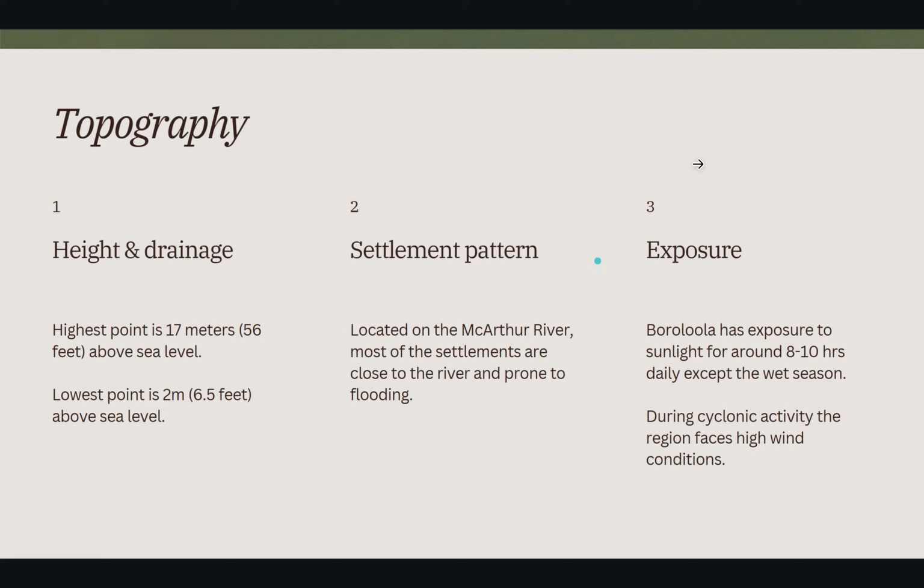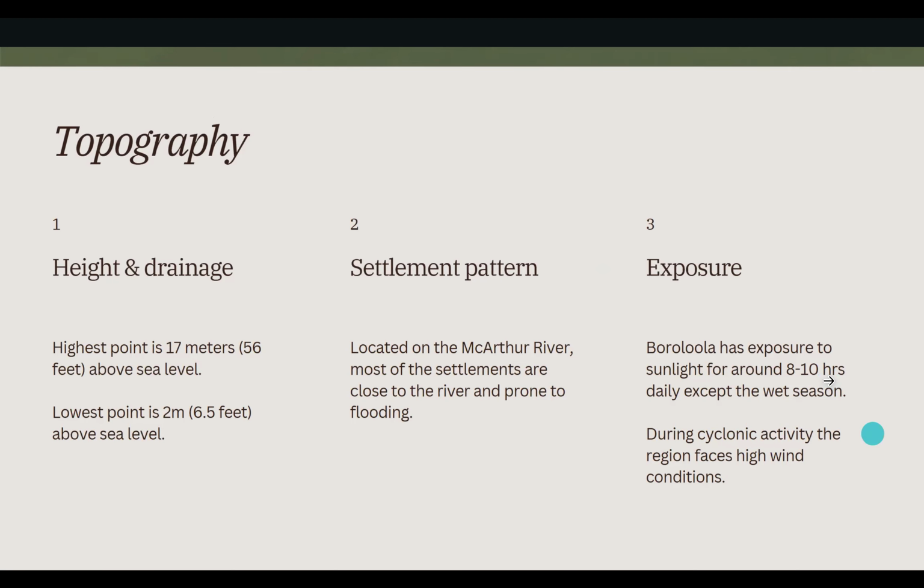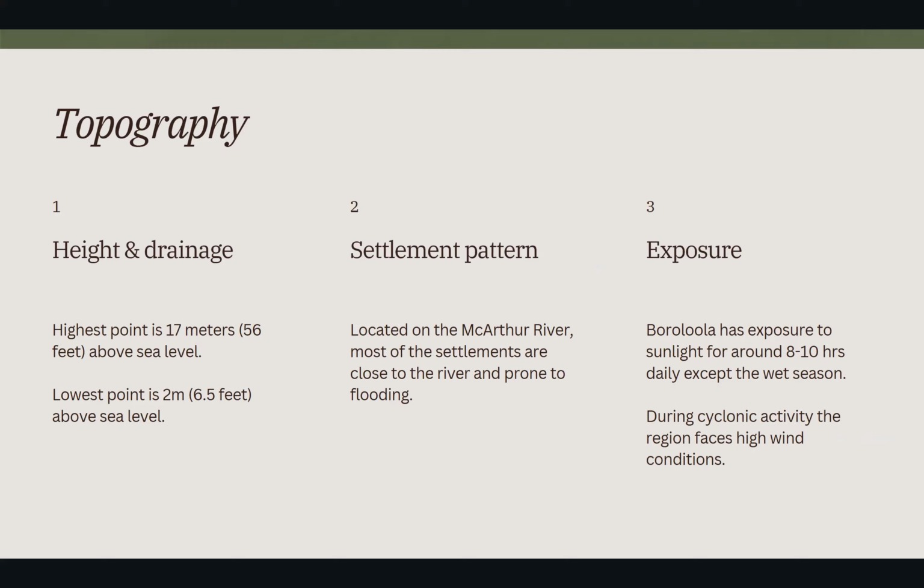Moving on to the topography of Borolula. The highest point is 17 meters above sea level, and the lowest point is 2 meters above sea level, which makes it prone to flooding. The settlement pattern is that it's located on the MacArthur River, so most of the settlements are close to the river, which makes them prone to flooding.